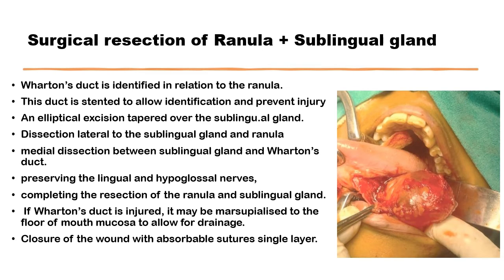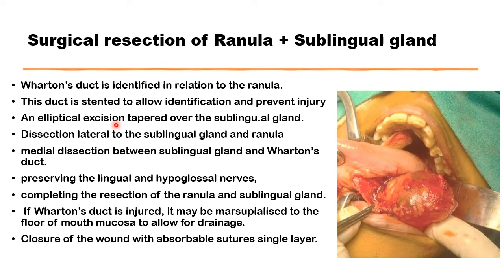The intraoral surgery to remove the ranula and the sublingual gland would start with the identification and stenting of the Wharton's duct to prevent its injury. Then the mucosa overlying the sublingual gland, an elliptical excision of the whole mucosa over the gland would be undertaken rather than just an incision, because it's very difficult to dissect this mucosa from the gland due to the exit of about 20 different short ducts of Rivinus.